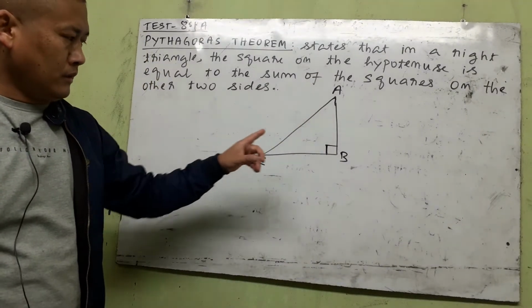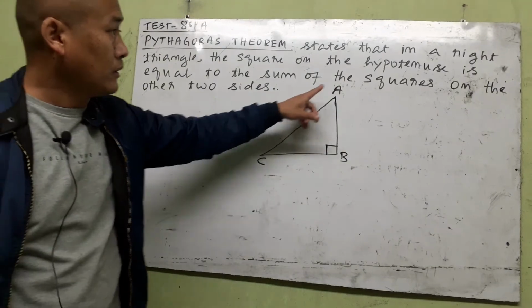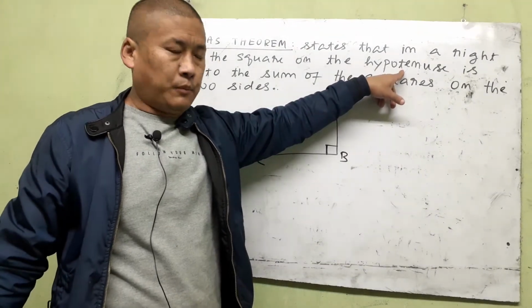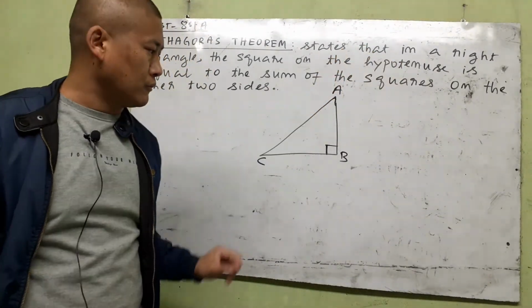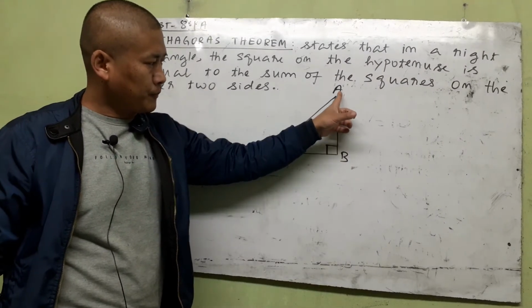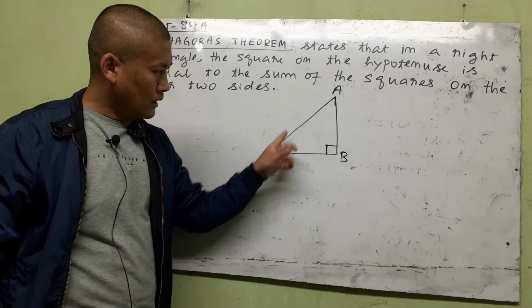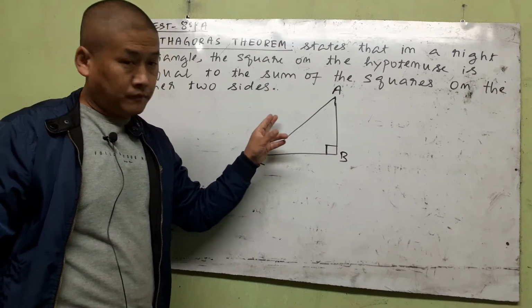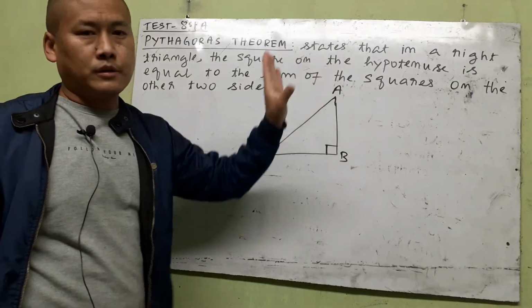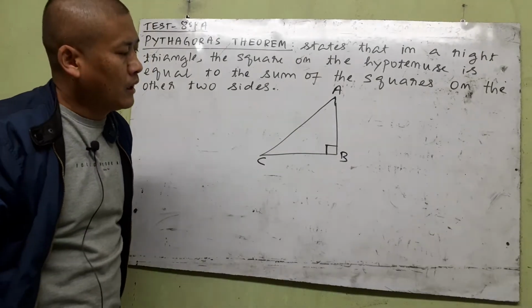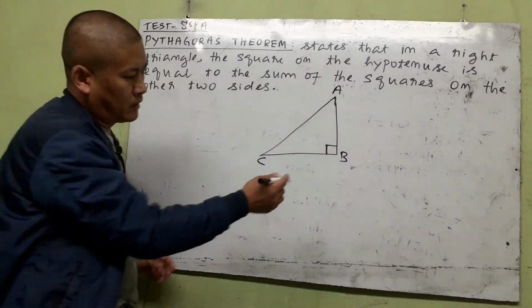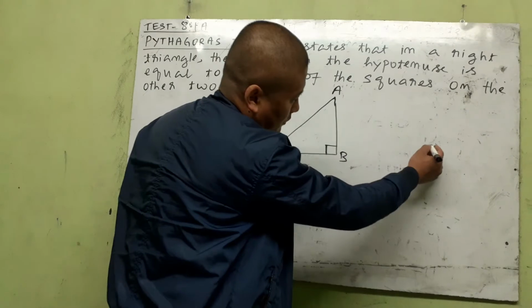So one side in the right triangle is called the hypotenuse. Hypotenuse is found only in a right triangle. So which one out of the three sides, AB, BC, and AC, is the hypotenuse? We need to identify that. So how do you do that? Now, before we go there, let me draw a figure here.